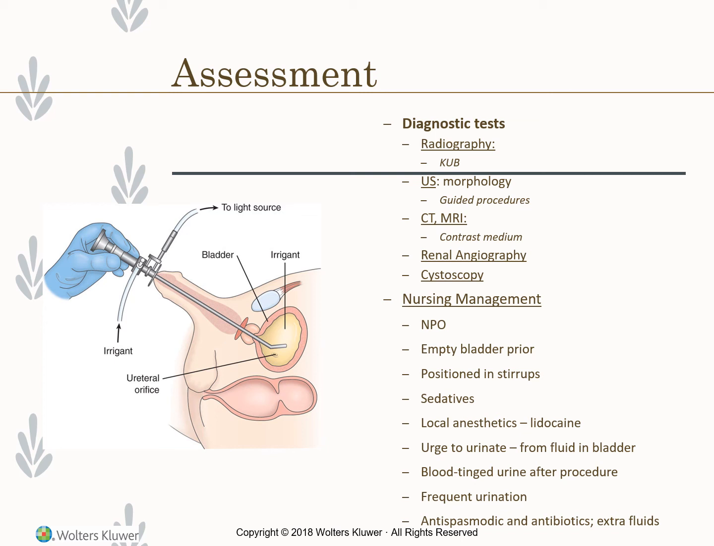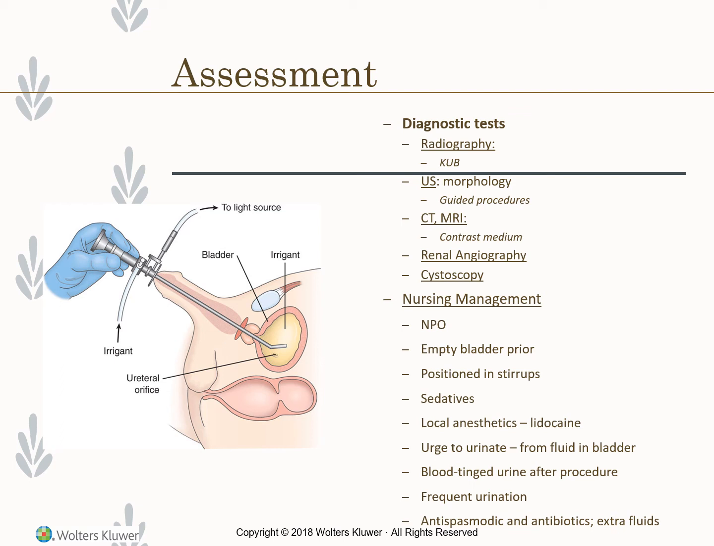A urine culture should be obtained before testing. If a urinary infection was present before the cystoscopy, chills, fever, and possible septicemia may occur. The nurse observes the client for these and other symptoms and reports findings to the provider. Clients receive antibiotics after cystoscopy.